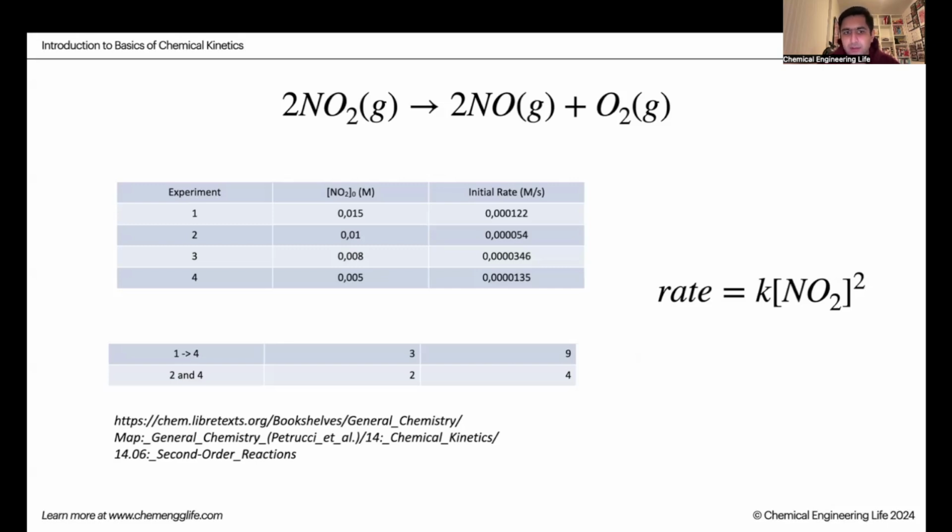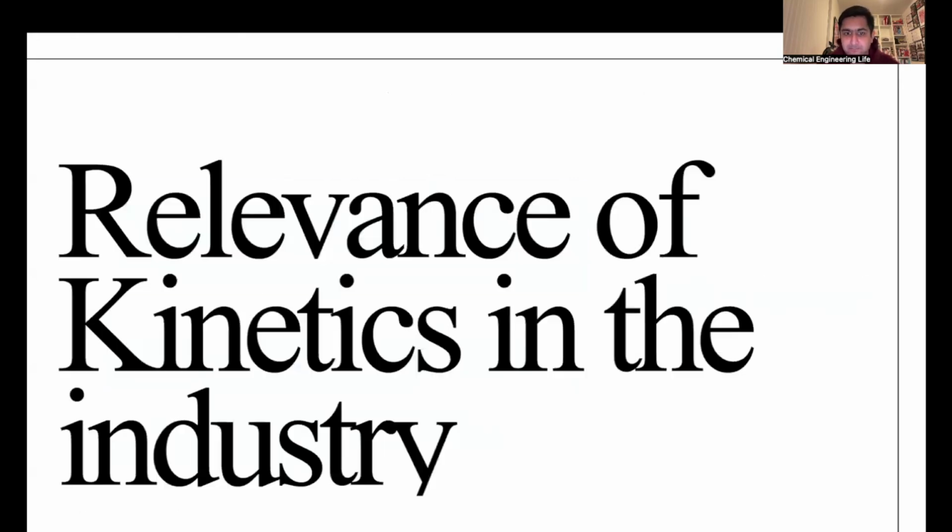And that's how you would actually analyze the data and figure out whether or not the reaction is first order or second order, in very simple reactions, given that you have the reaction in front of you. And that was all for the mathematical models and for the basics of kinetics. Now, just for closing remarks, we're going to very quickly talk about the relevance of kinetics in the industry.